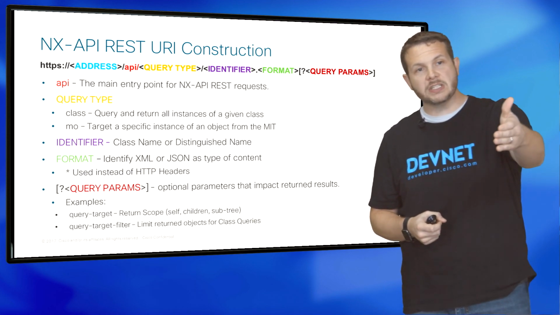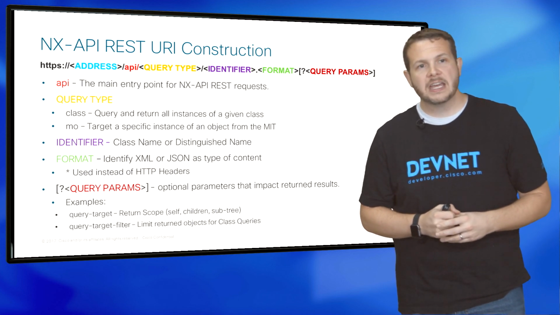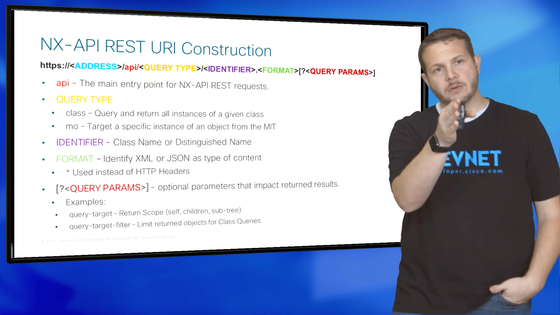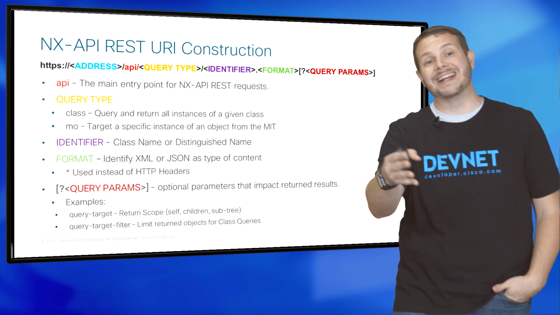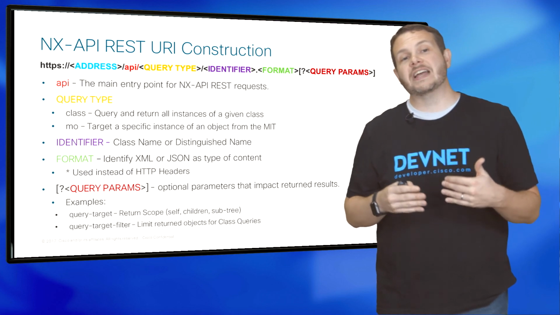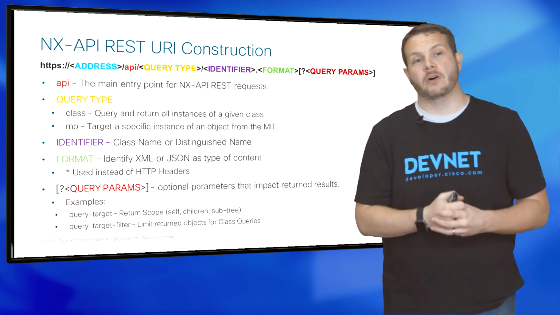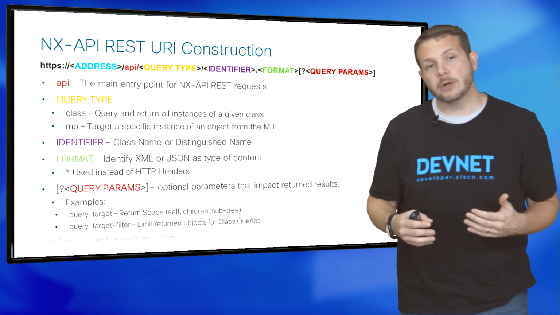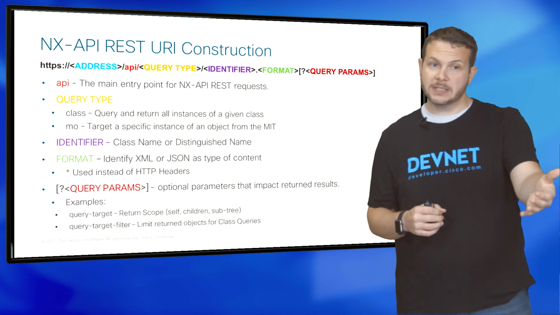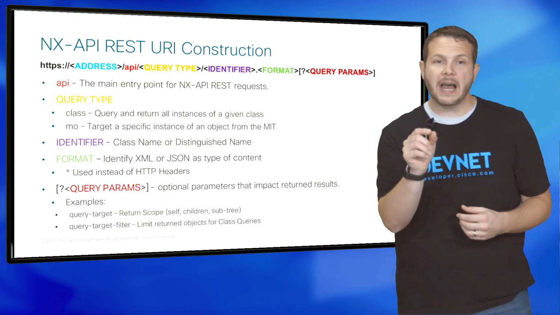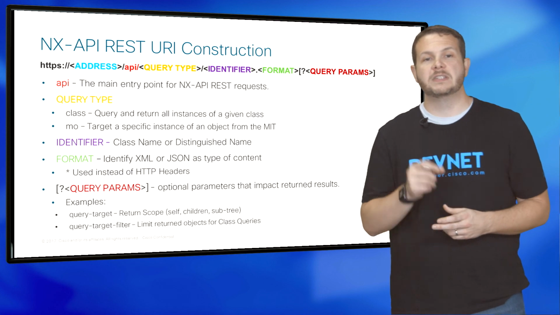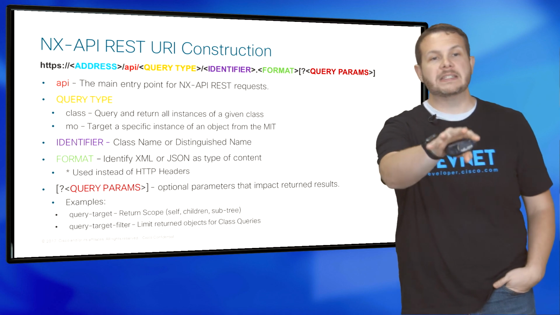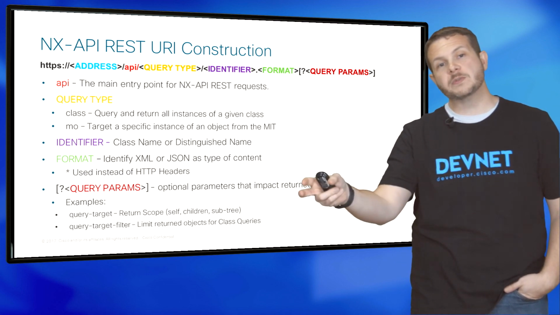It'll start out with HTTP or HTTPS in the address, and then we'll do API. If you remember back to NX API CLI, we still went to HTTP, the device address, /ins. Here we're changing to /api to make NX API REST calls. Following that, we have a query type. As we saw when we worked with Visore, we can query based on class, layer 2 BD, or we can search for a specific object or an MO, where we target a specific instance of an object by its distinguished name.